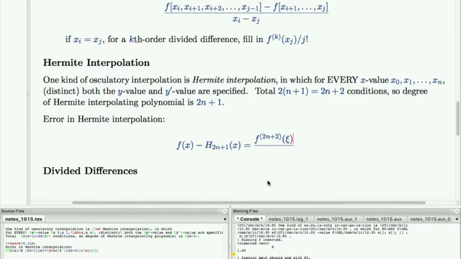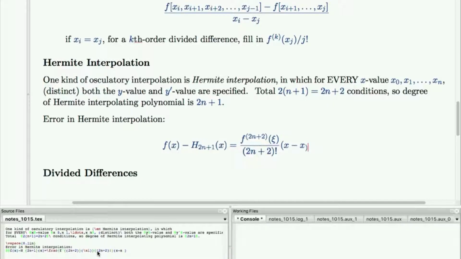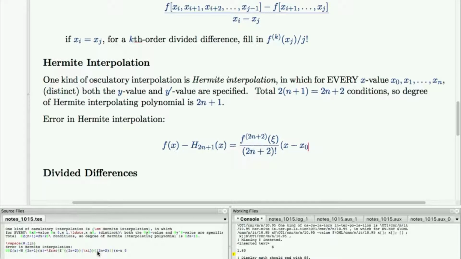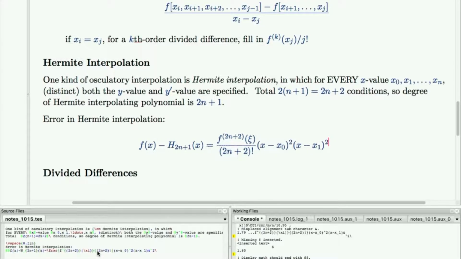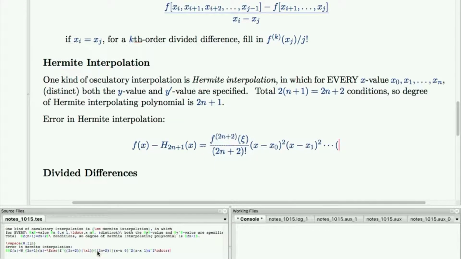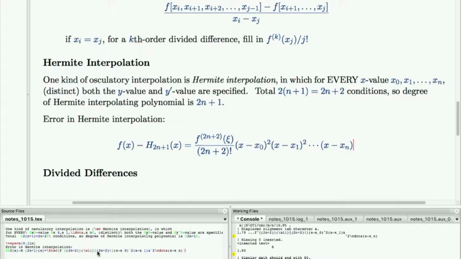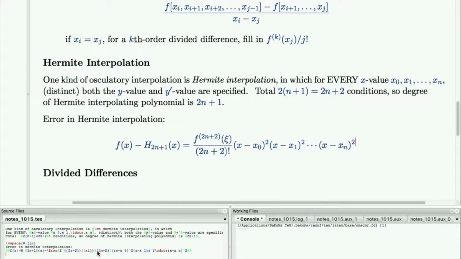Whatever degree you have here, you have one more than that derivative. So the 2n plus 2 derivative of f over 2n plus 2 factorial, and then you have these factors: x minus x naught squared, x minus x1 squared, and so on, all the way up to x minus xn squared.